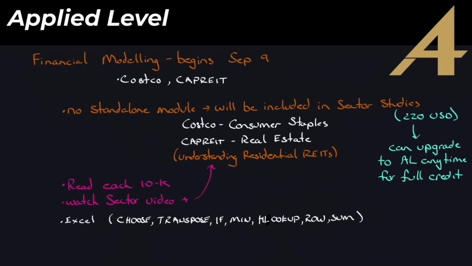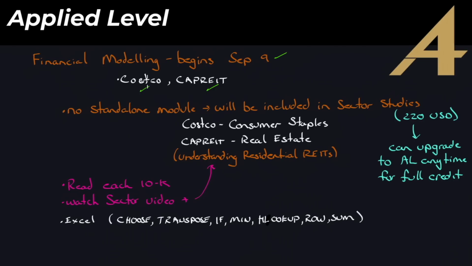Before we head in today, let's just get an update on the applied level. The financial modeling begins September 9th. I'll be doing two companies, Costco and CapREIT. You are free to choose whatever company you want and follow along. I would just suggest you avoid any manufacturing companies for now because you'll have to make different decisions there.